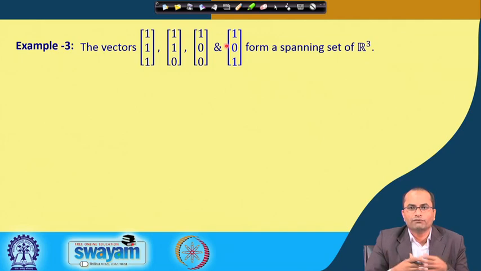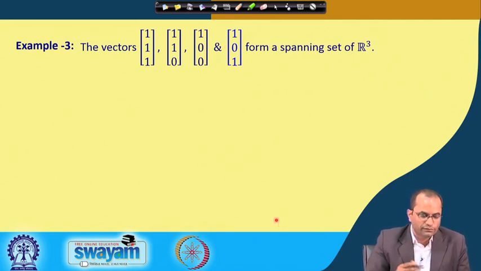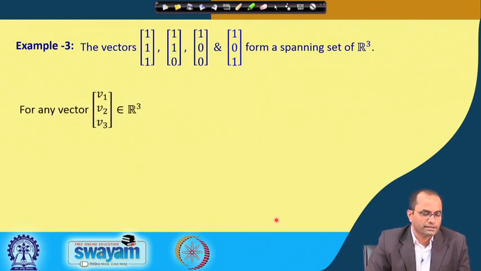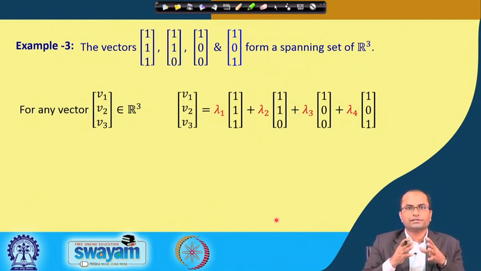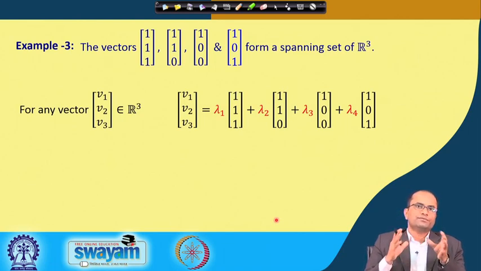So, you can have really a different number of elements in the spanning set, quite different elements also in the set. Here we will check how this forms a spanning set. For any general vector v1, v2, v3, we again consider the linear combination, whether we can write down this v1, v2, v3 as a linear combination of these 4 vectors.